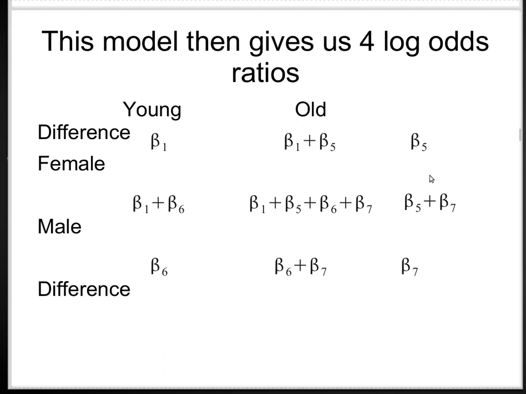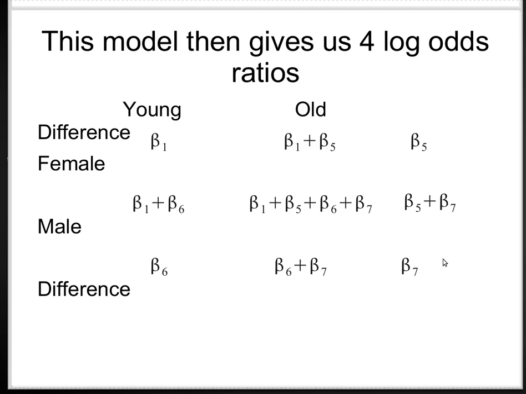Let's continue with this and see that beta 5 plus beta 7 is the difference between the log odds ratio for the old and the young, but for the men. Aha! Now we're getting on to something. This difference then, the difference between beta 5 plus beta 7 and beta 5, is that last thing, the beta 7. That's a difference between two differences. So it's the difference between the old and the young for the men and the old and the young for the women. In other words, this is going to tell us about whether or not the difference between old and young for the men differs from the difference between old and young for the women. In other words, we've got an interpretation for beta 7.